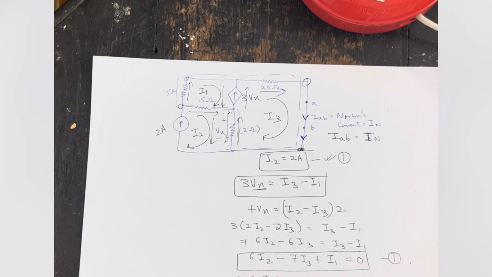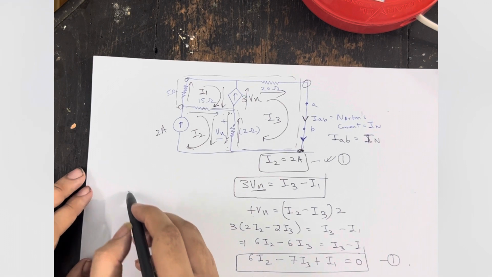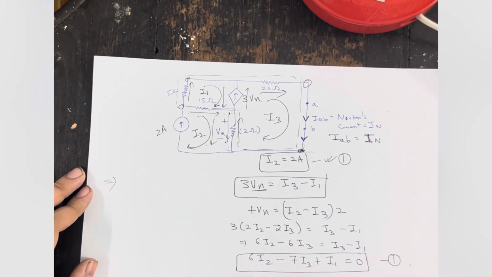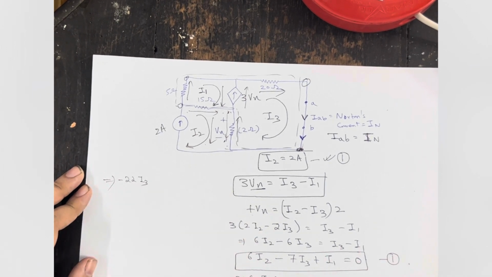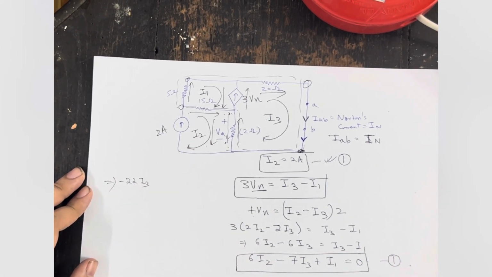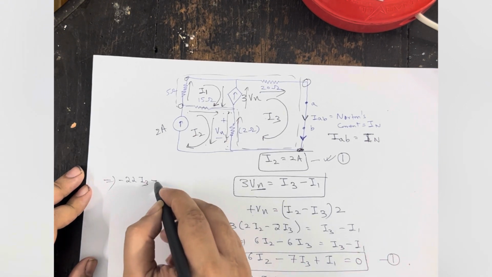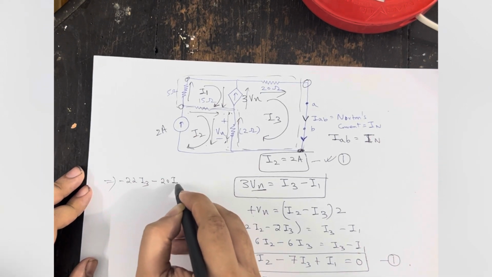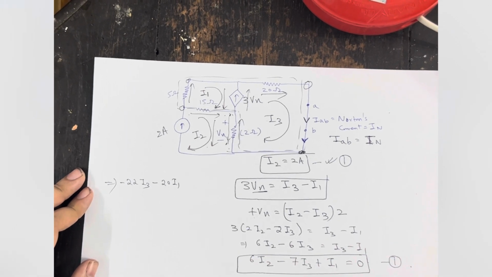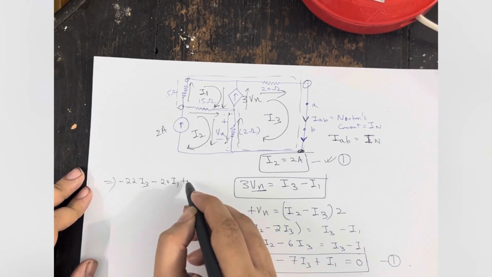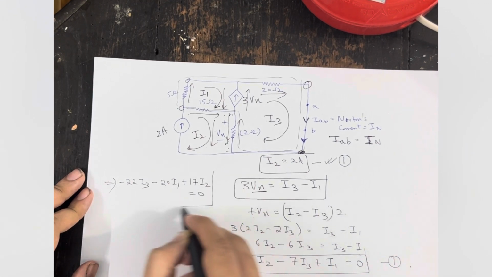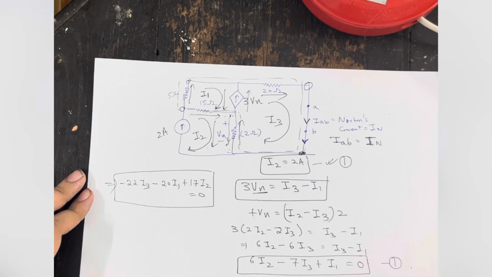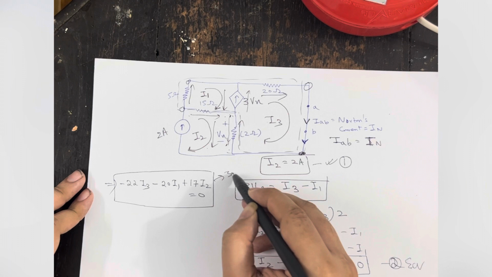If you write the equation, I am writing here so that you can understand. It will be minus 20 I3 minus 2 I3, which is minus 22 I3, and minus 5 I1 minus 15 I1, which is minus 20 I1, and plus 2 I2 and 15 I2, so plus 17 I2 equal to 0. So this is the equation. This is your first equation, this is your second equation, and this is your third equation.